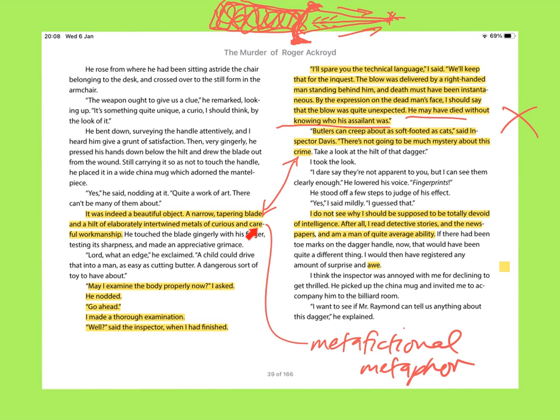But this entire novel, at the level of Christie being in charge of it, but also Shepherd as the writer of this manuscript, as he calls it, it absolutely is a case of curious and careful workmanship. So I thought that was a brilliant description of a dagger, but very clever in terms of almost a metafictional metaphor about the workings of a whodunit itself.